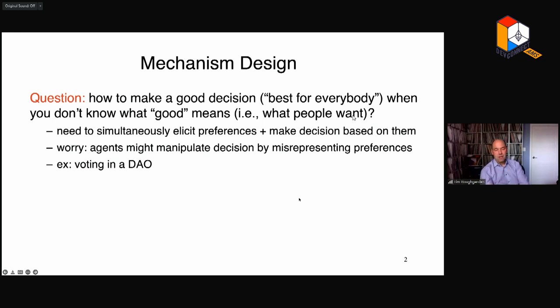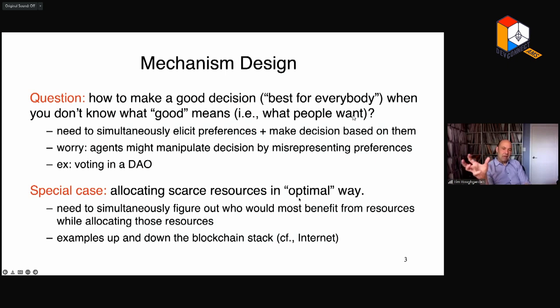Now, there's a special class of mechanism design problems, which is what we're interested in, which is the allocation of scarce resources. Where you've got stuff, people want it, and you don't have enough for everybody. So you have to allocate it in some quote unquote optimal way. You have to figure out who gets the scarce resource and who doesn't. This is a special case of mechanism design. Here the preferences are something like how much people are willing to pay to have the resource, or how valuable the resource is to them. And the decision you're trying to make is just how you are going to allocate that scarce resource.